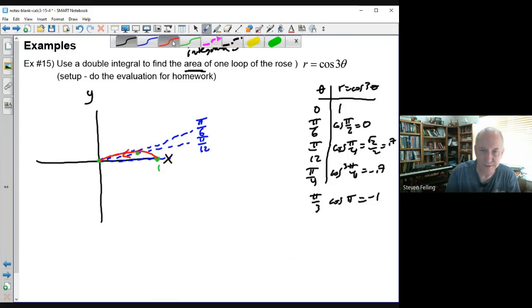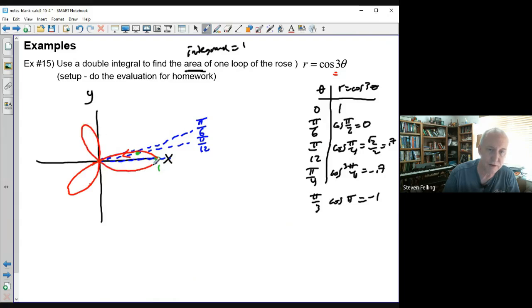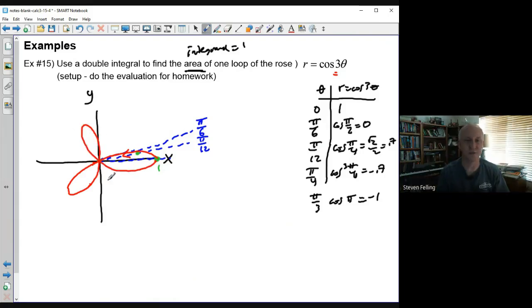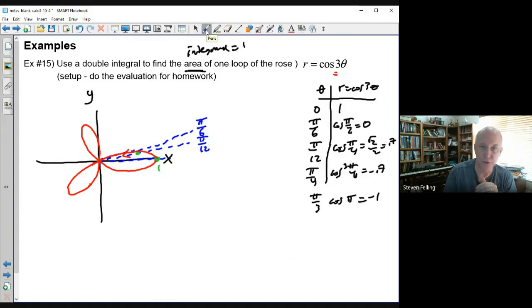So what happens is, because of this 3, it's actually going to look like this. If you carefully look at all these different things, you're going to get something that looks like this. Okay, this is called a rose. Those are actually symmetrical. But to get one piece of the rose, it says one loop of the rose. That's going to be defined as one of these enclosed areas like that.